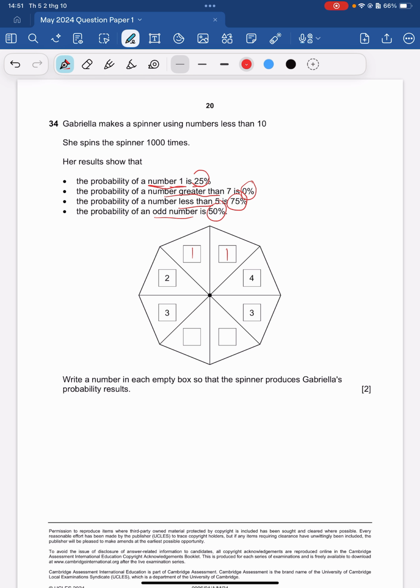We have only 4 spaces left. So 5, 6, 7. We cancel 5 and 7, right? Only 6 left. Finish. Okay.